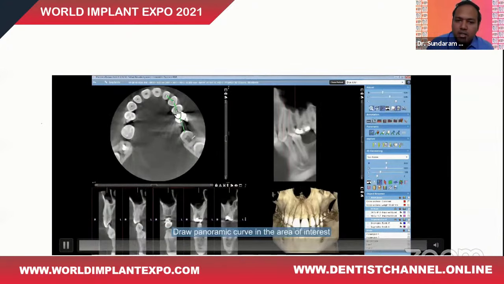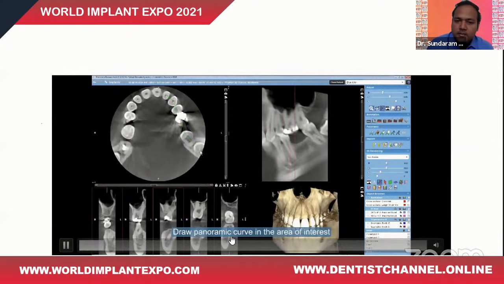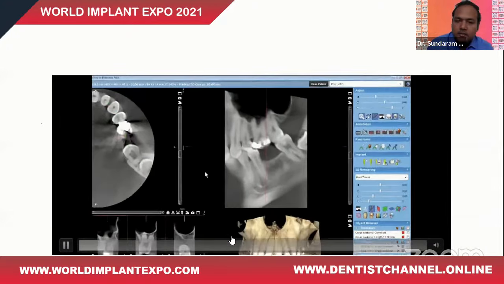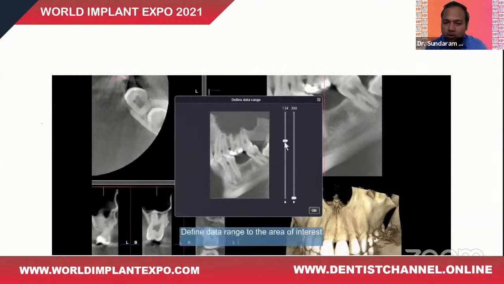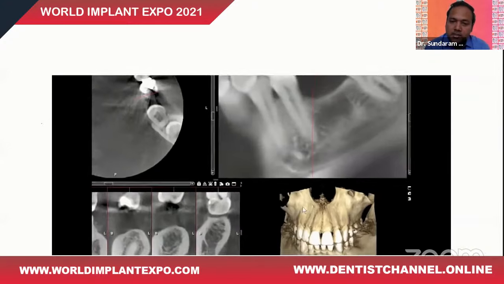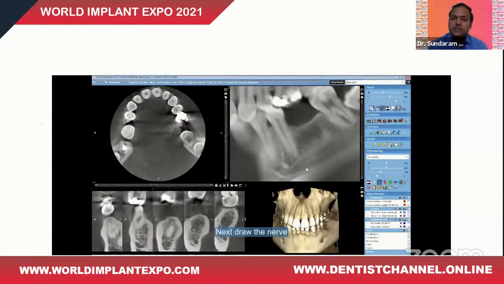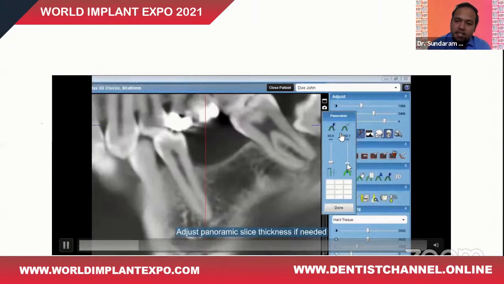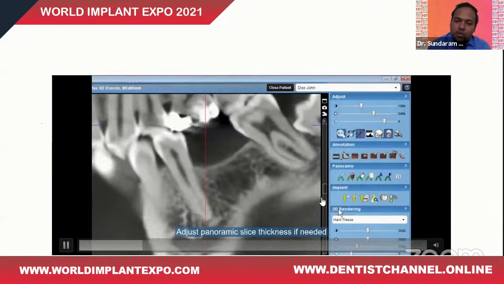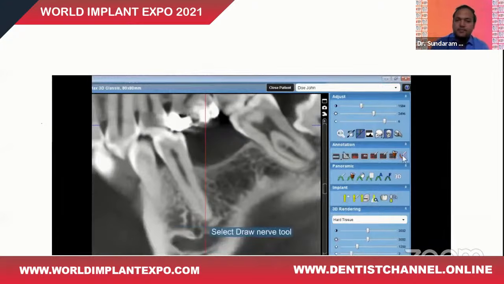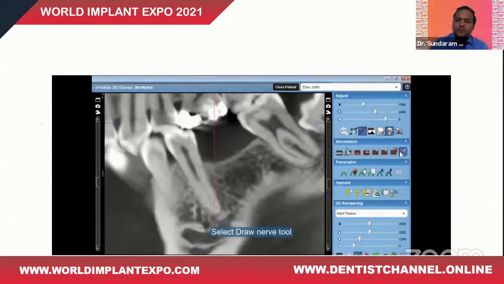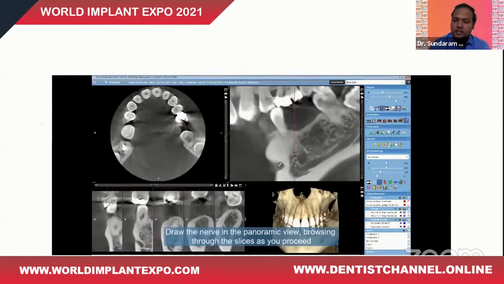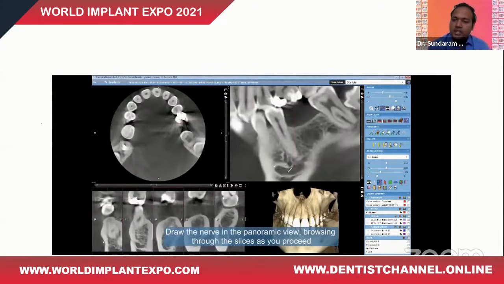The first step is to mark the curves. And then you define the place you're going to focus upon. You're going to reduce the window of focus so that you don't get distracted by other structures. And then you can go to this wrench. This wrench is going to tell us what view we are going to get, and that is for the magnification. The next thing you do is try to delineate the nerve. You're going to trace the nerve now.